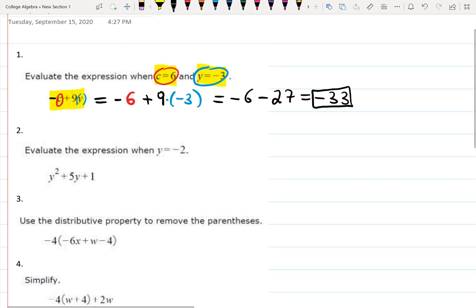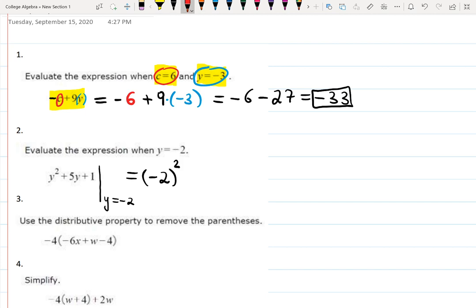Next one. In this case, we're working with y squared plus 5y plus 1. And the value for y is negative 2. For you to know, in the scientific world, sometimes you might see a notation like a bar like this, and then writing y equals negative 2. This notation sometimes means at. So y squared plus 5y plus 1 at negative 2 is negative 2, put parentheses, squared.